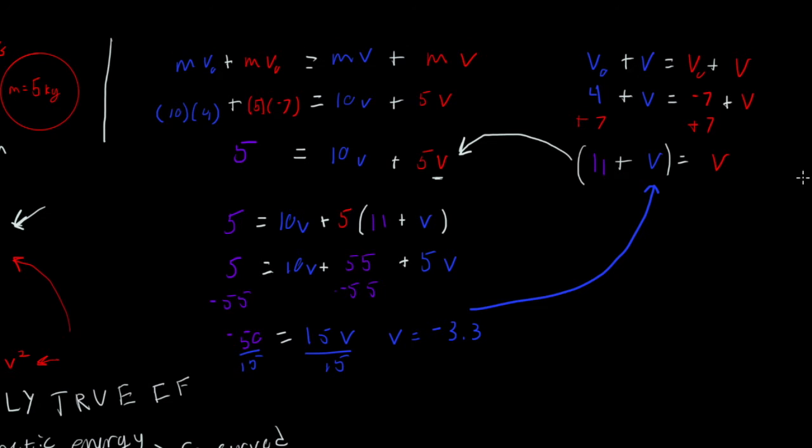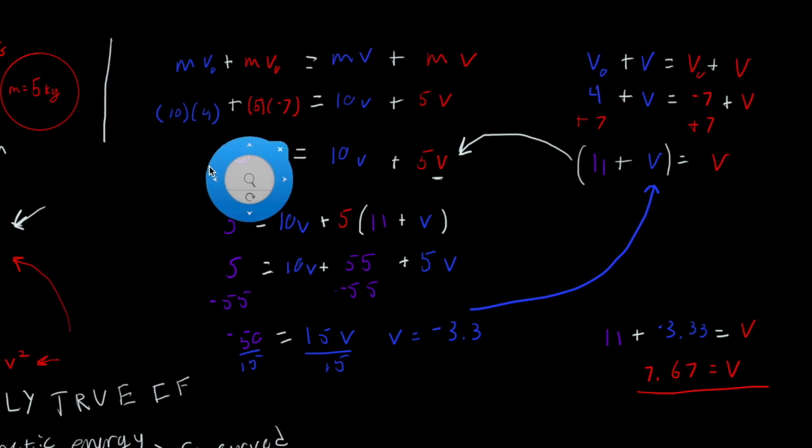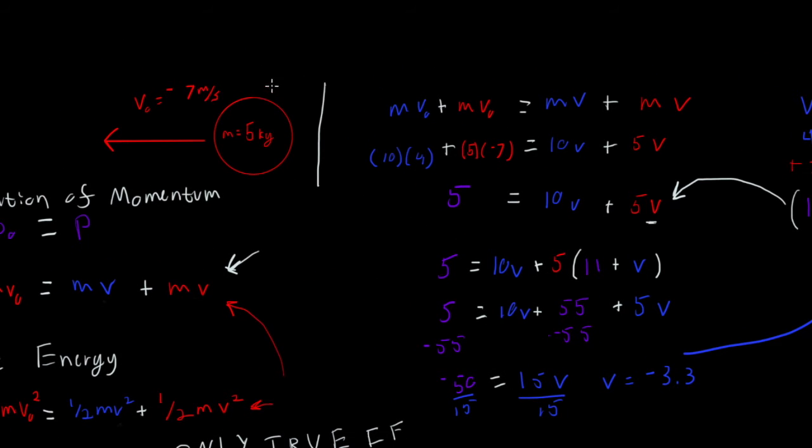So I can take that, and when I do that, I get a positive 7.67 for my red V, for my red velocity. So my final velocities will be 7.67 for the red ball. That would be this one. That would be a positive, so it's going to be moving this way.